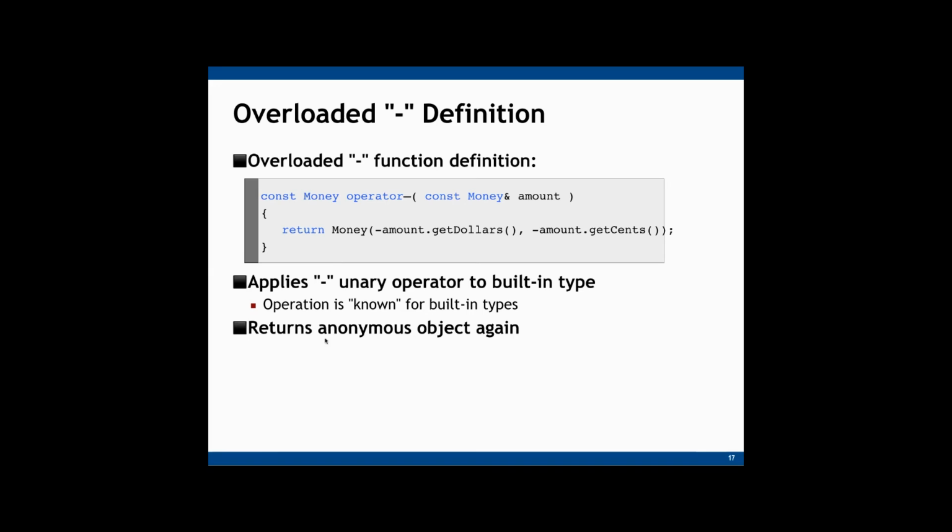So this overloaded negation operator returns a constant type of object, and because the object is not named with a variable, the object is an anonymous object again.